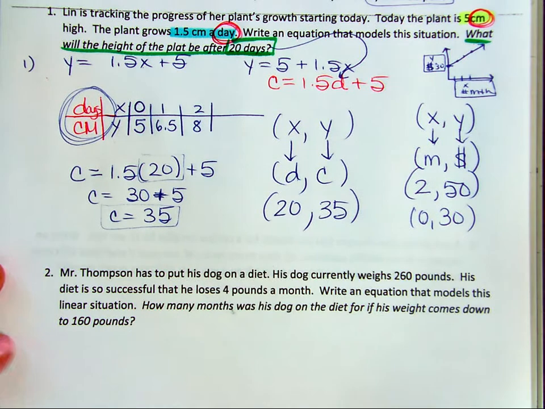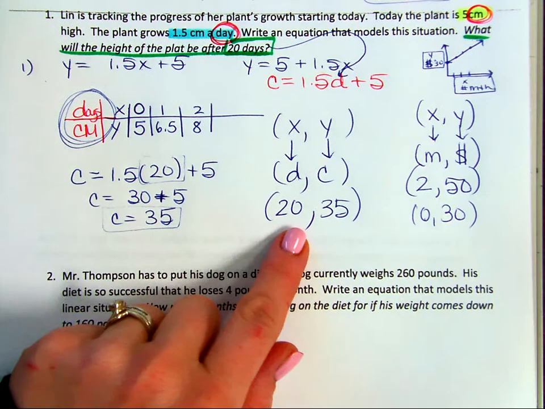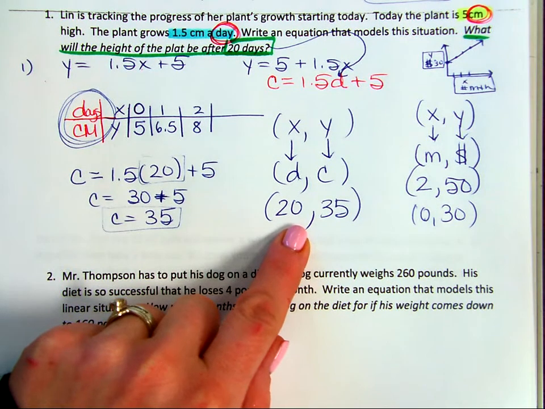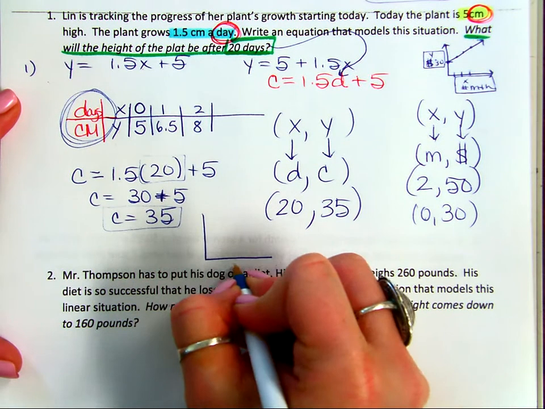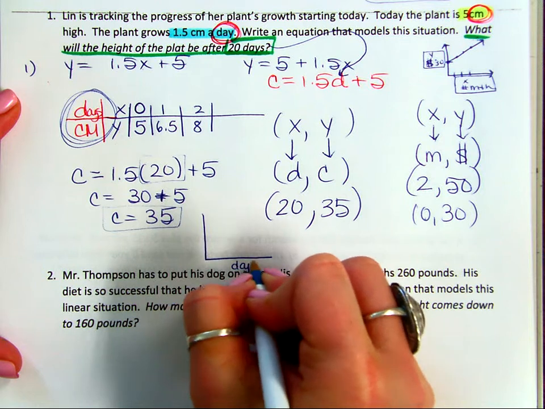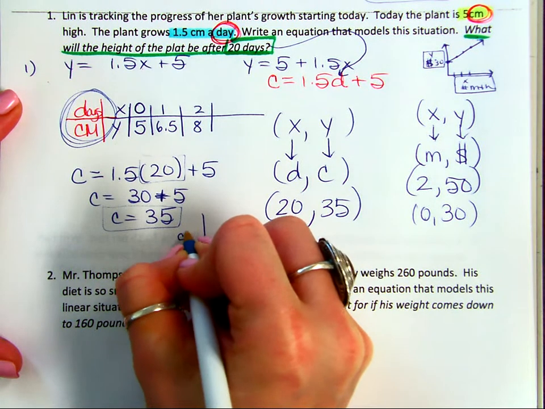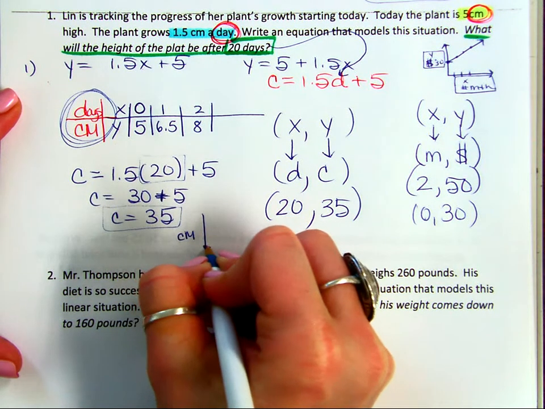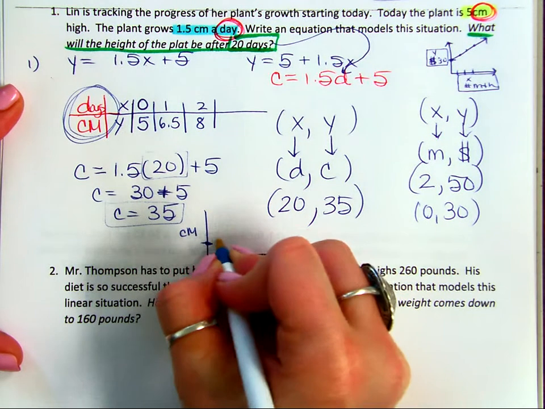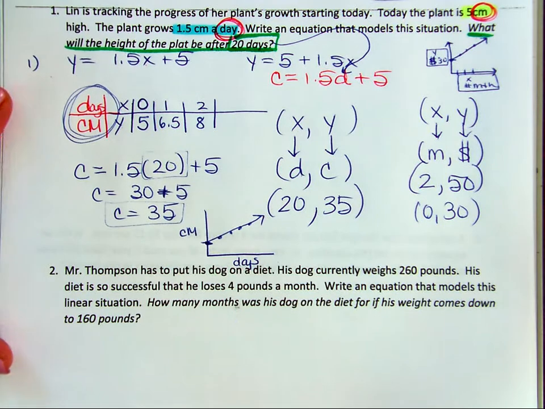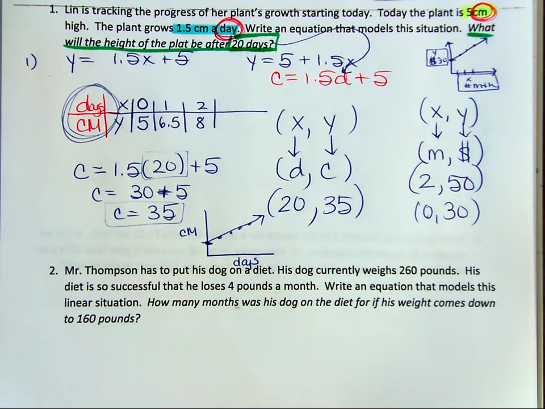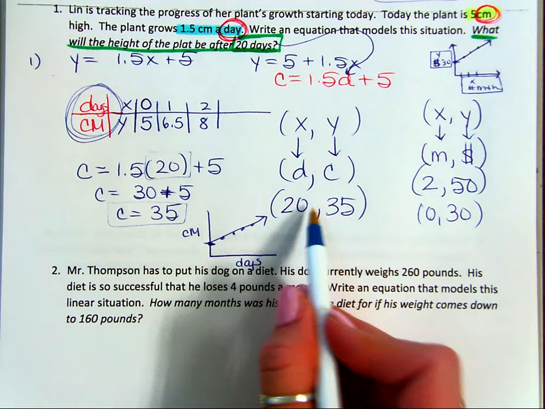okay? So these ordered pairs are really important because later we're going to go back and graph these. So it would look like this. Number of days and the number of centimeters. It started out at 5 and then it grew 1.5 a day. Got it? And somewhere on that line is 20 comma 35. Do you think I can see it?